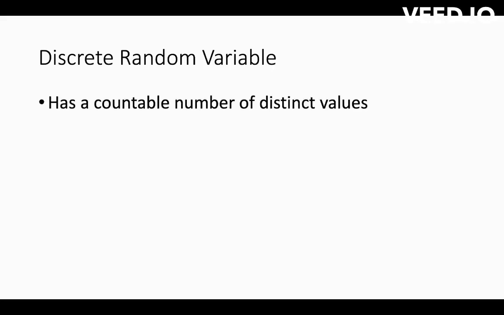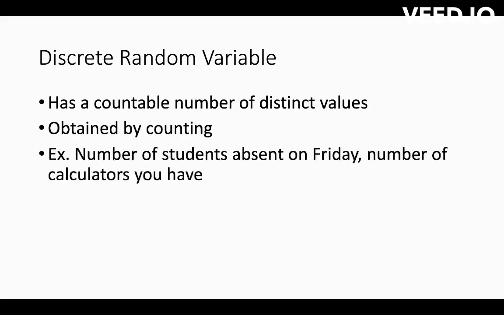Discrete random variable. A discrete random variable has a countable number of distinct values. It is obtained by counting. For example, the number of students absent on Friday, the number of calculators you have, the number of water bottles you have, the number of pens you have, the number of erasers you have.